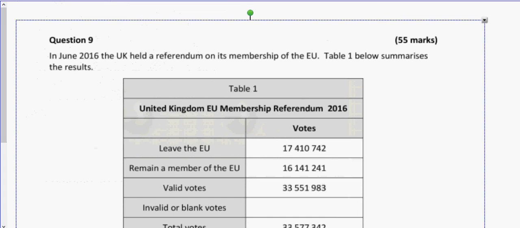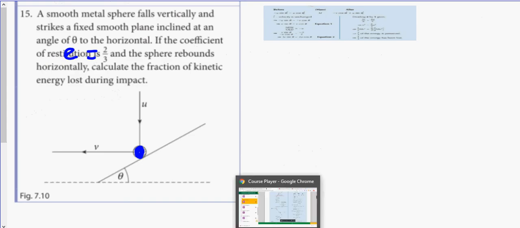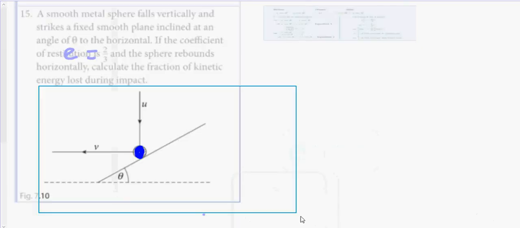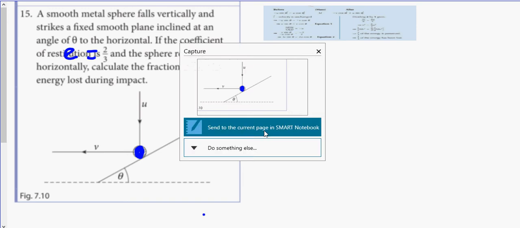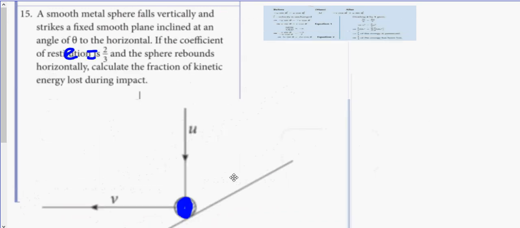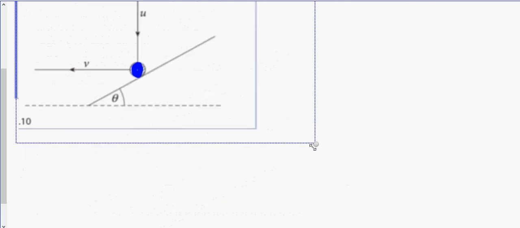Alright, it's an interesting one. Okay, here's what I'm going to do. I'm going to grab this and send it to a current page. I don't like them like this, so I'll show you my little trick now.